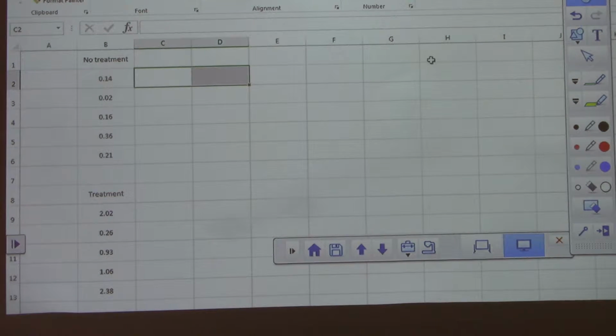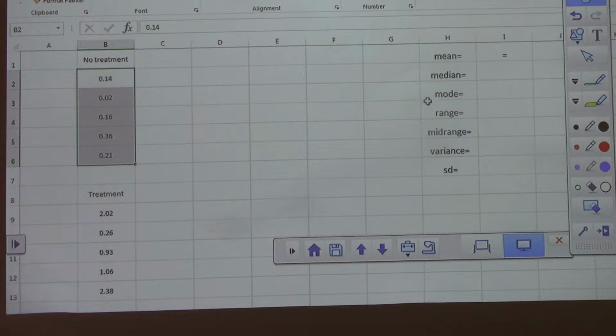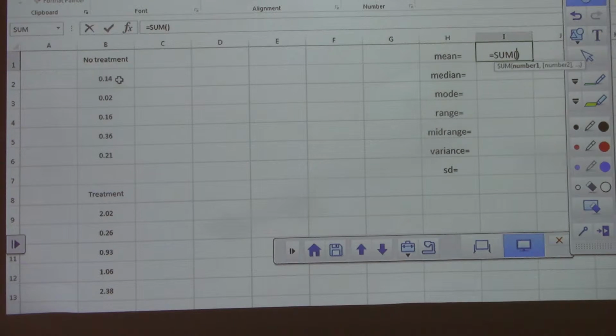All right. I'm going to go over here and I'm going to put mean, median, mode, range, mid-range, variance, and standard deviation. And the reason I'm doing all of it is just to give you some extra practice with the variance and the standard deviation. Mean is going to be equal to adding them all up and dividing by what? How many? 5?